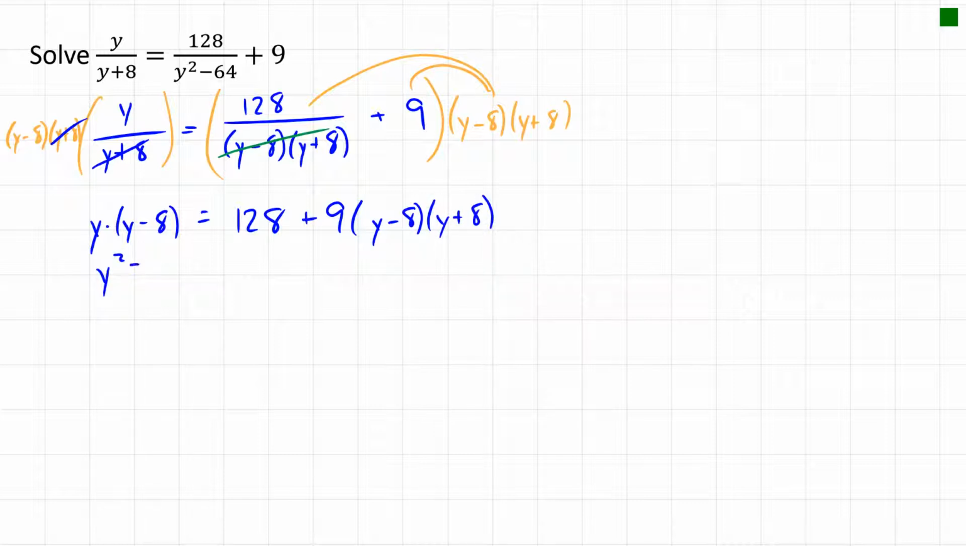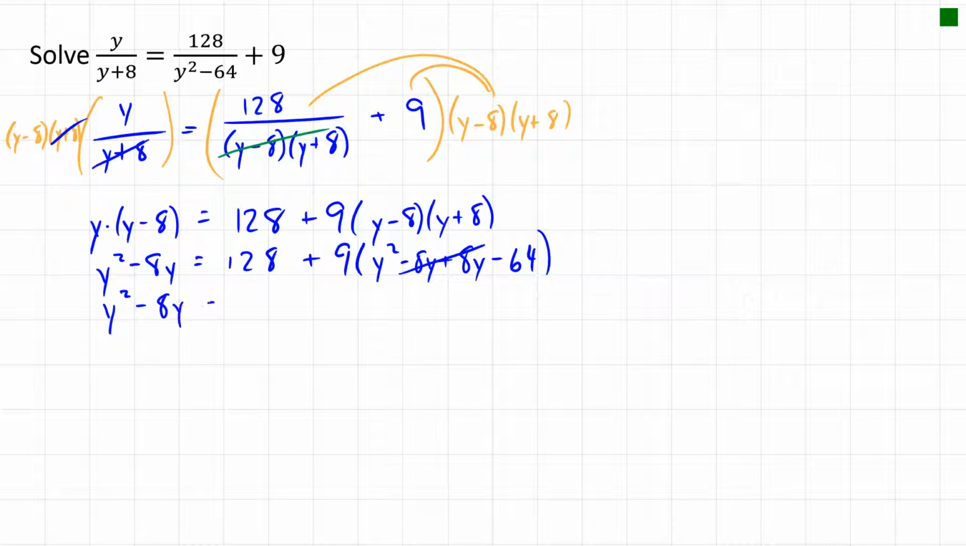And now it's just time to start multiplying everything out so that I can rearrange and solve. So it's going to be y squared minus 8y, and on the right, 128 plus 9 times y squared minus 8y plus 8y minus 64. Middle terms will cancel. So that's going to be 9y squared, and 9 times minus 64, in my calculator, is minus 576.